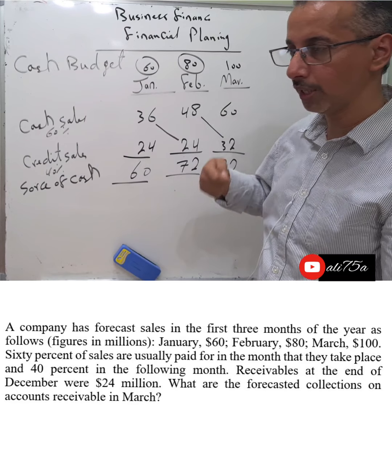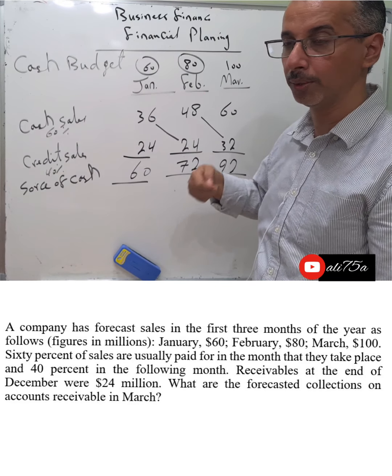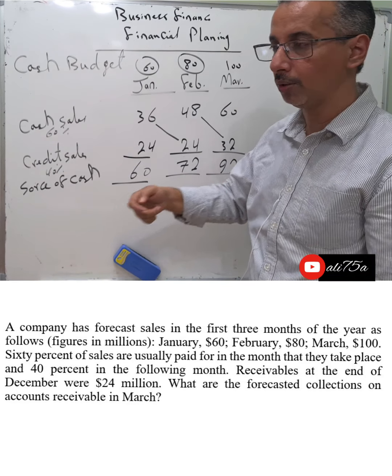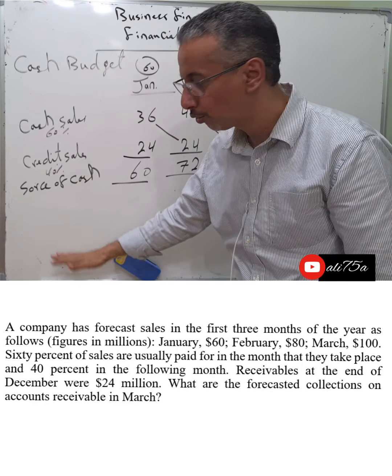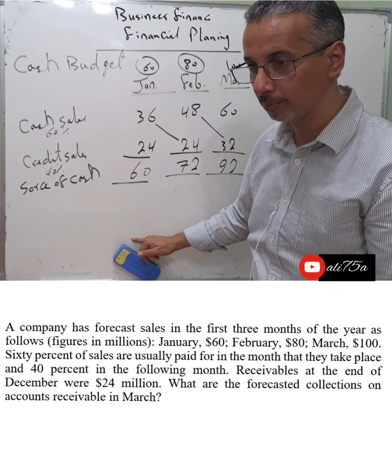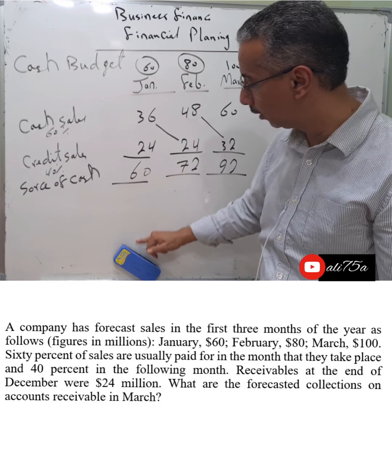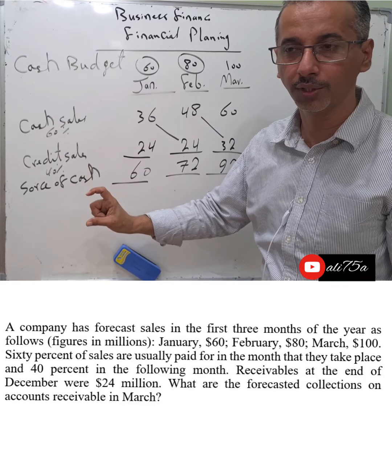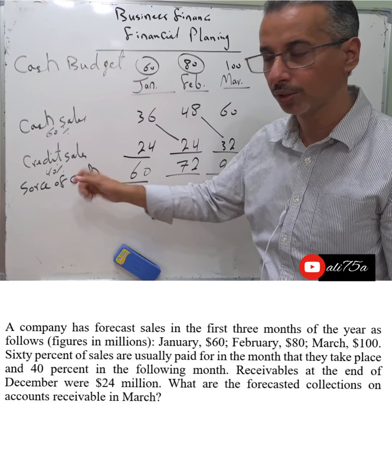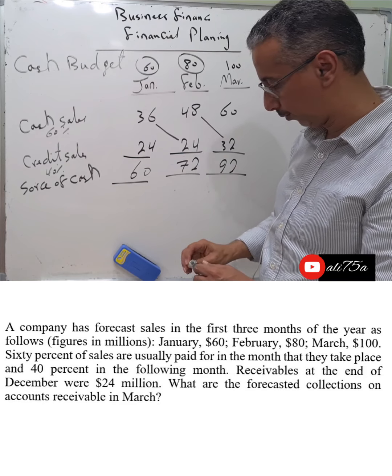How much they will pay as salaries, how much to purchase raw materials, all these expenses should be specified for each month. And between the source and the total use, there will be a difference. As we said, it could be a shortage or surplus.